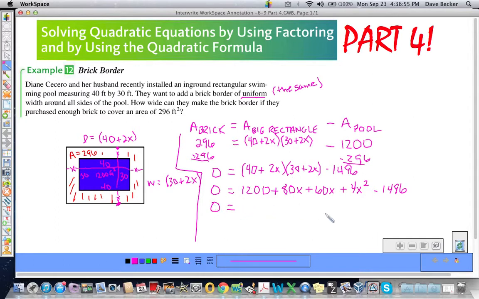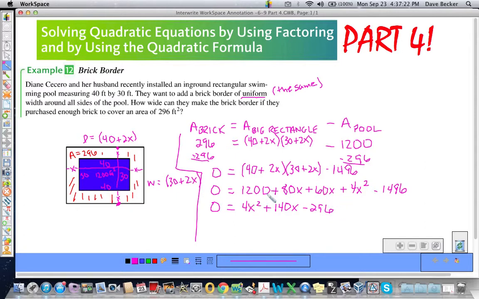So now what do I have left? I'm going to start with my greatest exponent. I have 4x squared. Then I'm going to put my x's. 80x plus 60x is 140x. And then we just talked about this. This is going to be minus 296, which is 1200 minus 1496. Okay, so, oh, I have a quadratic.